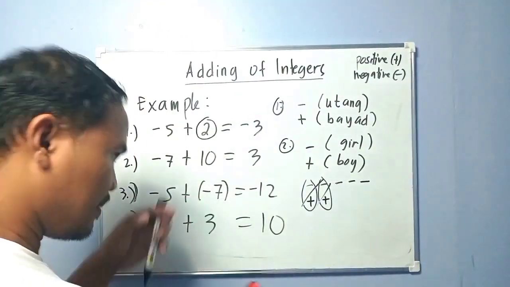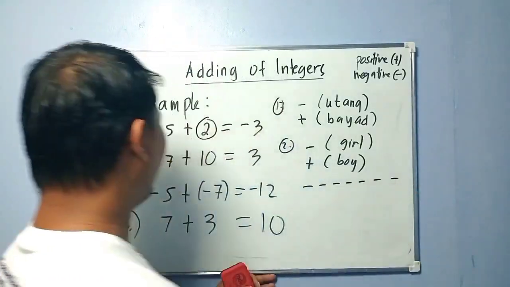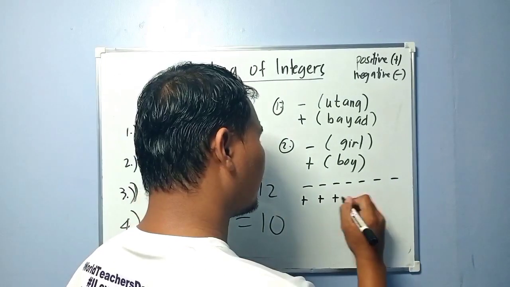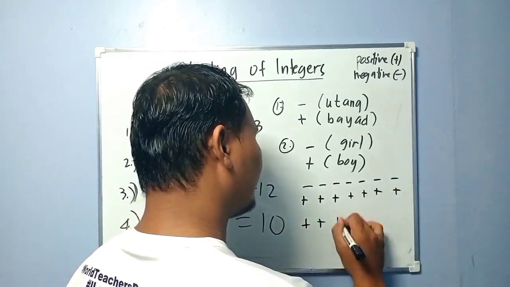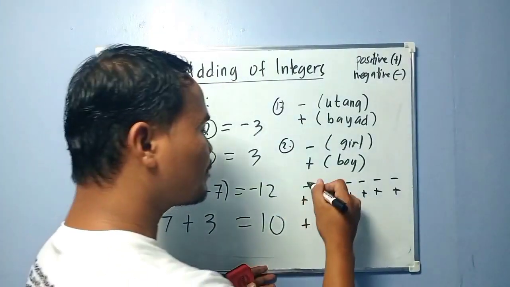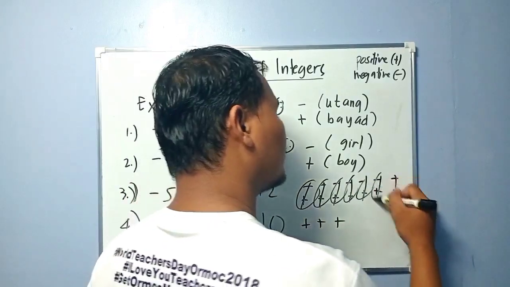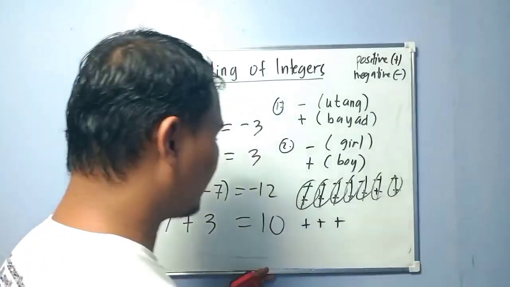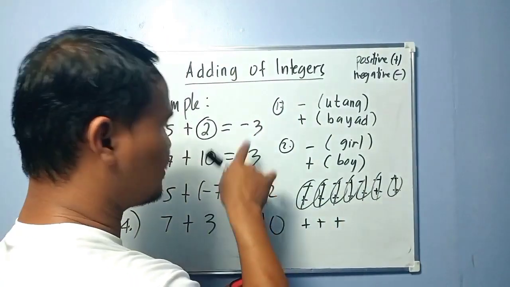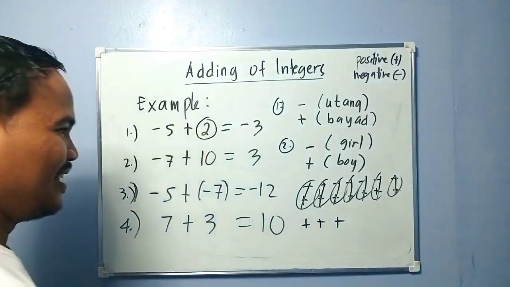Okay? Next, number 2: 7 girls. 1, 2, 3, 4, 5, 6, 7. And then 10 boys. 1, 2, 3, 4, 5, 6, 7, 8, 9, 10. We will look for a partner, a boy and a girl. 1, 2, 3, 4, 5, 6. So these pairs cancel out. The ones without a partner are the correct answer. Our answer: 1, 2, 3. So there are 3 positive. So, positive 3. Okay?